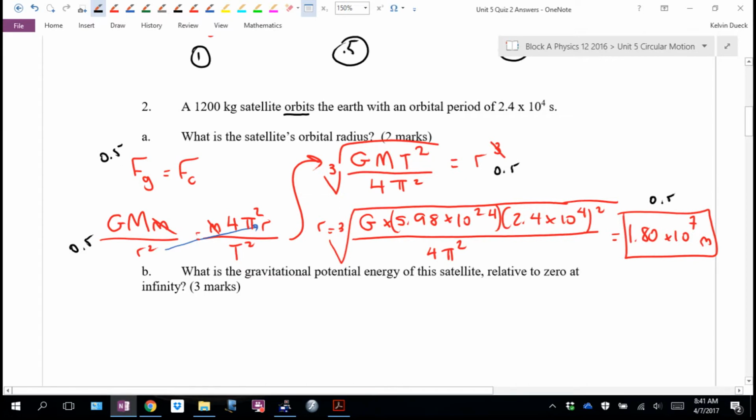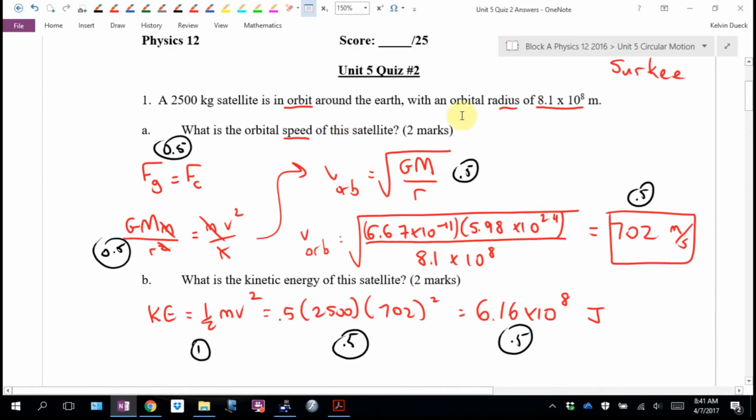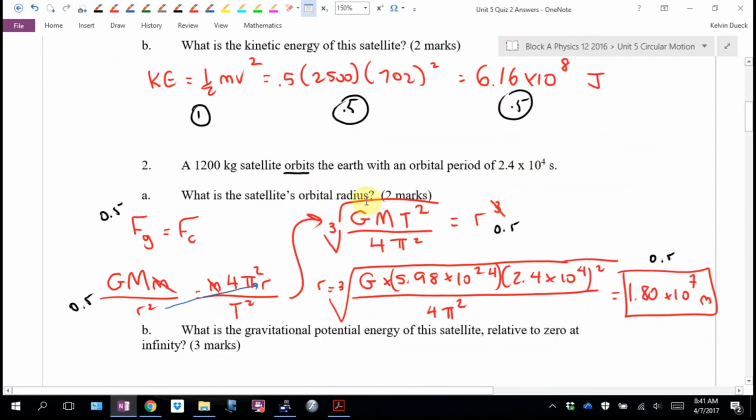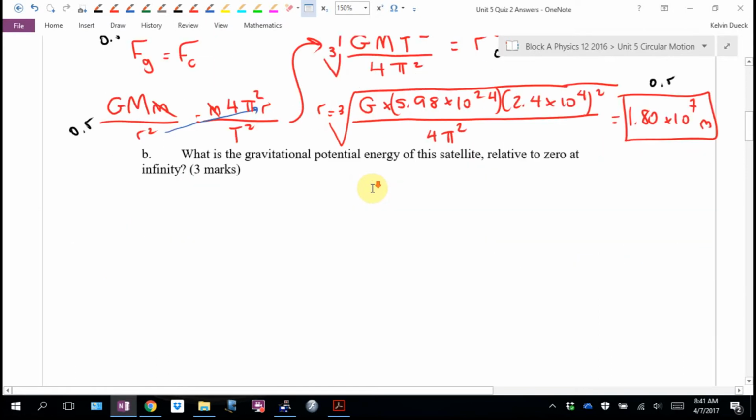Okay. What did I do on the quiz? Looks like I gave you radius and find speed, and period and find radius so far. Okay. What's the gravitational potential energy of this satellite relative to zero at infinity? That phrase, relative to zero at infinity, is a reminder to not use mgh. Can't do that. We have to go cosmic. You can use M1, M2, because I think it says M1, M2 on your formula sheet. I typically use big M, little m to go planet and satellite, but whatever.